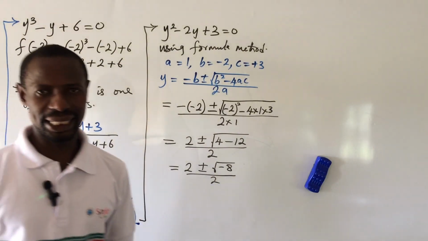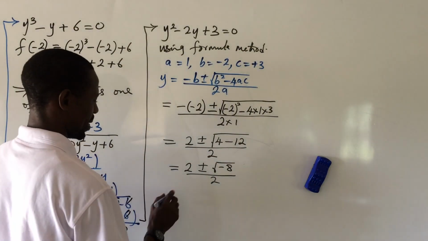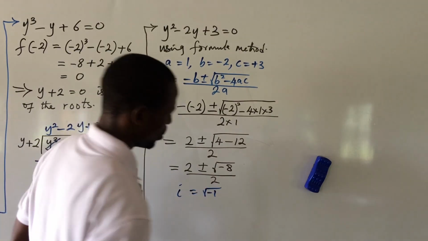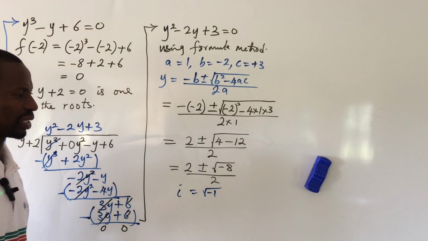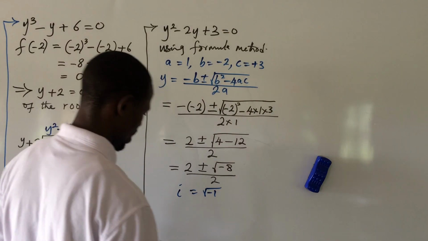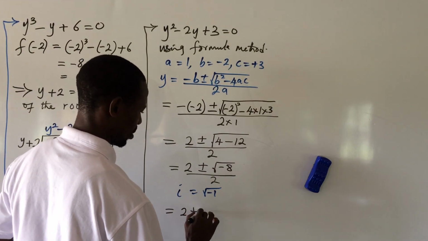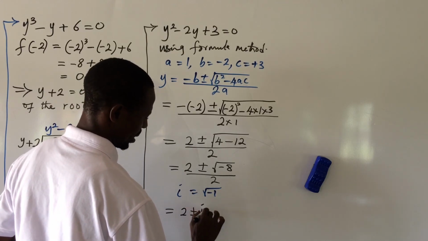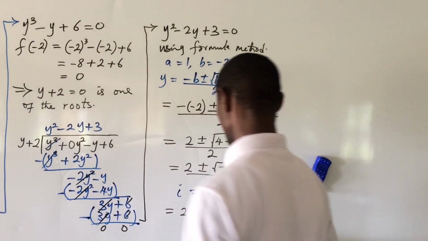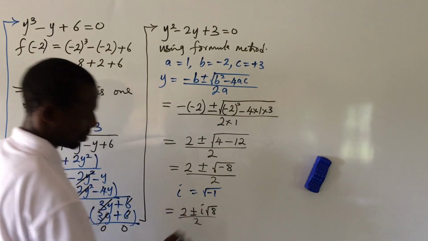Now recall the identity, okay? The identity which says that our imaginary i is equal to the square root of minus 1. And so we can split that from here. If we do that, this will automatically give us here 2 plus minus i square root of 8, all over 2.